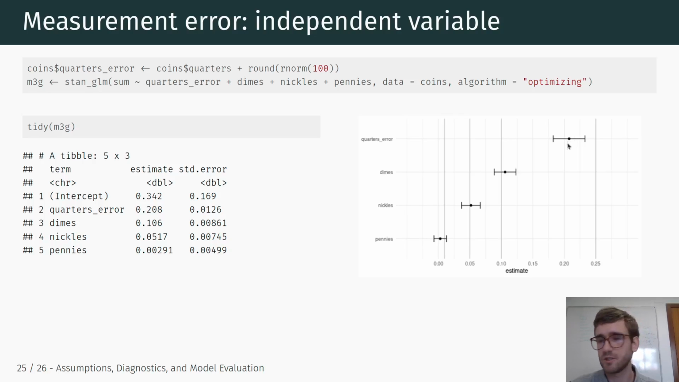So if we're comparing two groups or two pockets, and increase the number of quarters by 1, then the expected value of that sum is now only about 20 cents higher than without the additional quarter. So we're underestimating the value of quarters. Okay. So this is usually referred to in the econometrics literature as attenuation bias. So measurement error in the independent variable tends to lead to underestimates of the effect sizes. Okay.